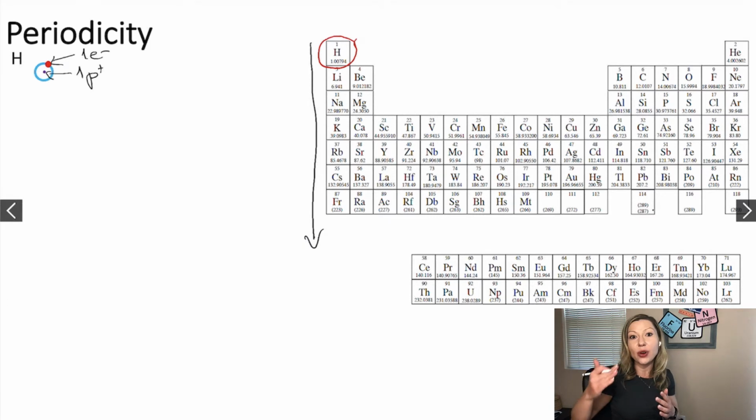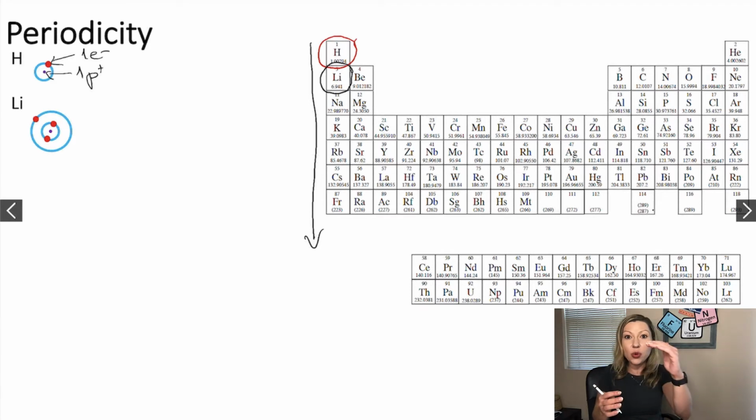Okay, what happens as I start going down in a group? So, for example, let's go from hydrogen to lithium. Will that atom be larger or smaller? Well, lithium actually has three electrons and also three protons. So this is how it's going to look. Basically, what happened, we added an extra shell. Remember, as we move down in a group, we are moving through the periods. So we are going to have n equals 1, n equals 2, n equals 3, and so forth shells. So it's going to get bigger.